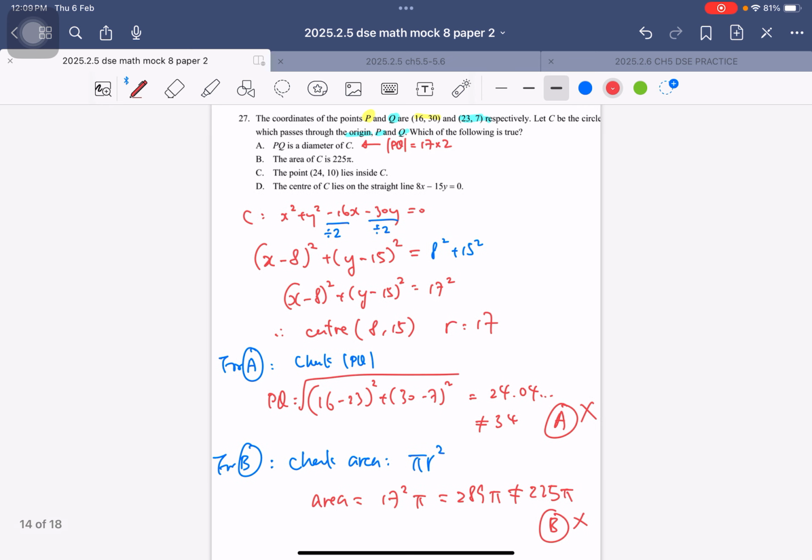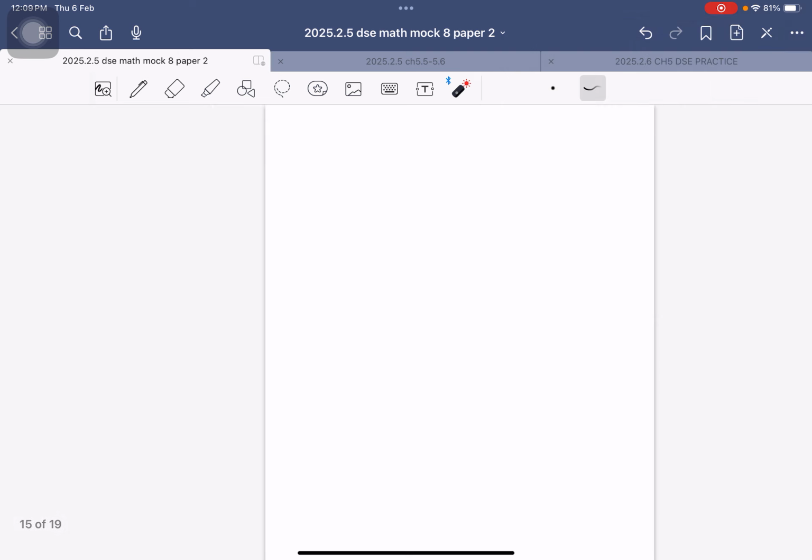And then we need to check C. The point 24, 10 lies inside. So what's the meaning of lies inside, lies on, or lies outside the circle? How do you determine it? Remember? So the concept part.